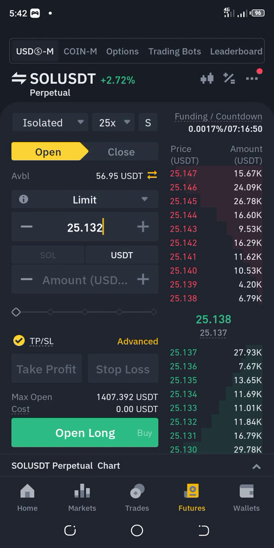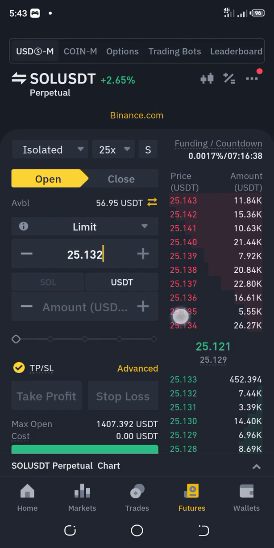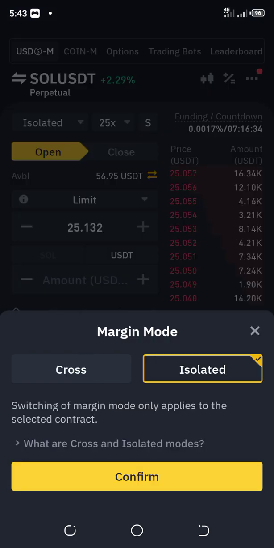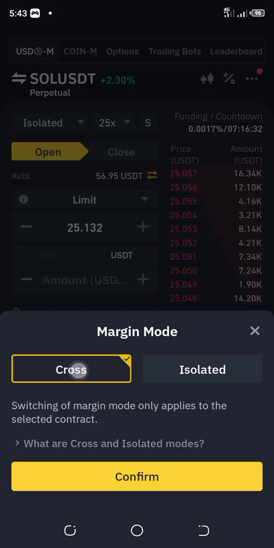I mostly use TradingView for my analysis, and I'll create a more in-depth video showing you what you need to look for before opening a buy trade or a sell trade. Now, with that being said, in this section here we also have what we call the isolated and the cross.